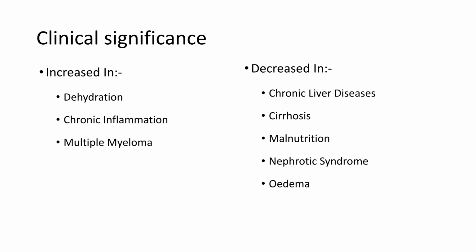Clinically, increased total protein levels may indicate dehydration, chronic inflammation, or multiple myeloma. Decreased levels are seen in chronic liver diseases, cirrhosis, malnutrition, nephrotic syndrome, and edema.